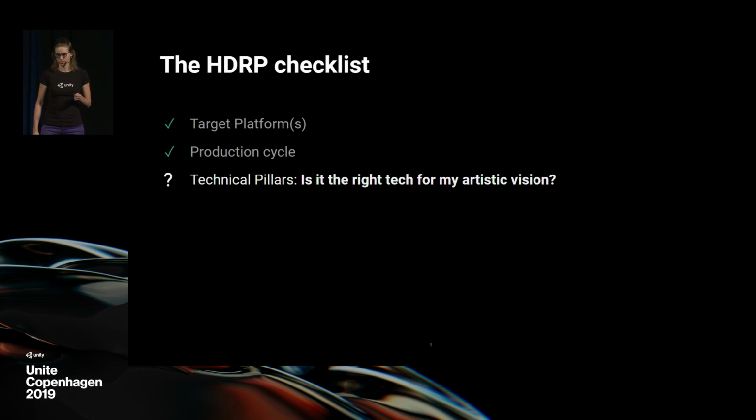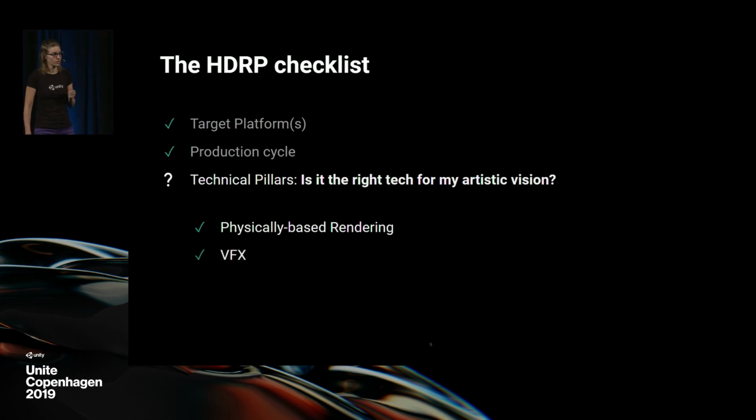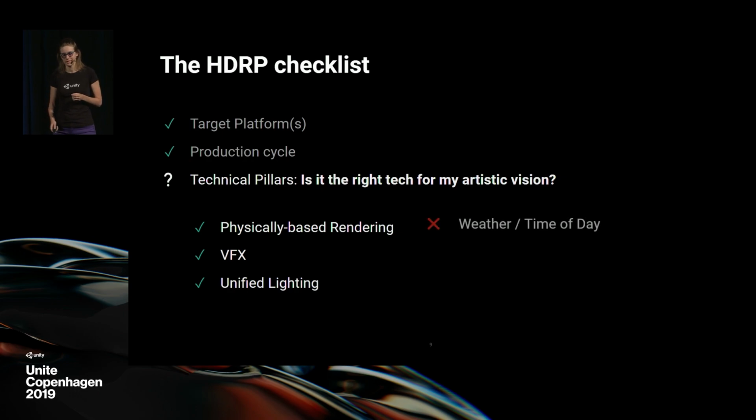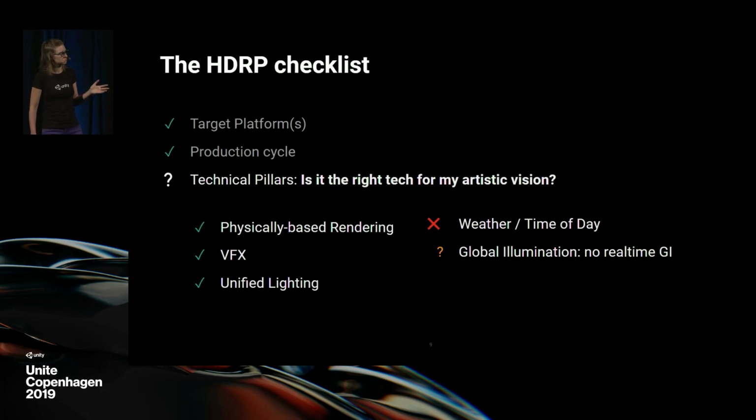Let's look into the technical pillars of your game. Because HDRP might not be the right tech for your game or for your artistic vision. So, you might have heard physically based rendering is all about it in HDRP. If you have a lot of VFX, great. We have a great VFX editor, great tooling that goes with it. It's the right tech. If you want a unified lighting pipeline, it is also great for it. However, if you want weather and time of day, you currently have no support out of the box. You could still add to it, but you will have to do a little bit of work for it. Global illumination, we have some. It's mainly baked GI at the moment. So if you want real-time GI, you will have to wait for another HDRP version to come out.